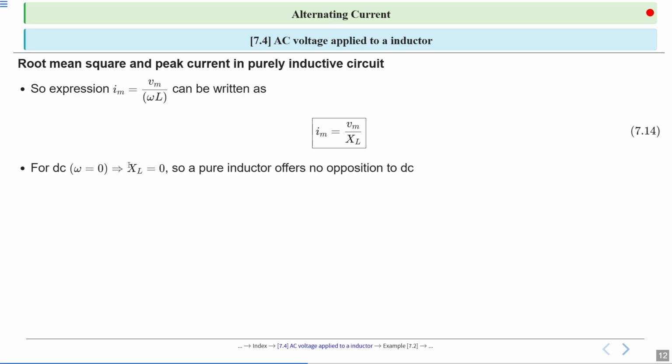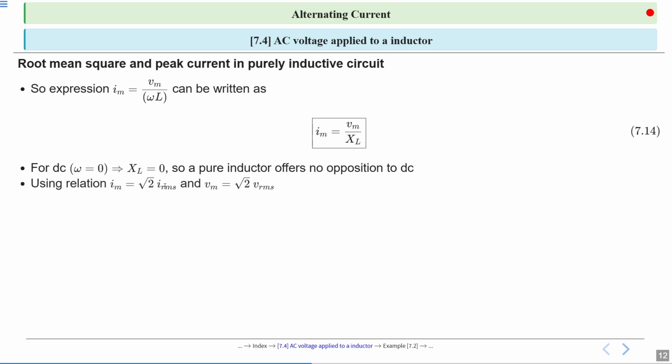That means XL will be equal to 0. XL is equal to omega L, so if omega is equal to 0, XL is equal to 0. So a pure inductor offers no opposition to the DC. If an inductor is connected in a DC circuit, with a DC source, there will be no opposition offered by the inductor. Got it? So the inductor will offer no opposition to the DC current.